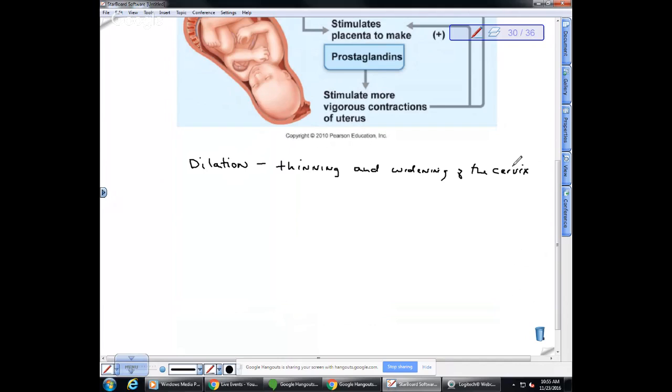Okay. So when they say you're 2 centimeters versus 8 centimeters dilated, what they're looking at is the size of the opening in the cervix, right? So the cervix during pregnancy is a barrier, right? It has a cervical plug, and it prevents stuff from getting from the vagina up into the uterus. But in order for the baby to come out, that barrier has to be opened, so the baby can move out, okay?